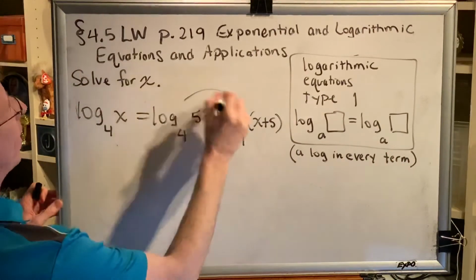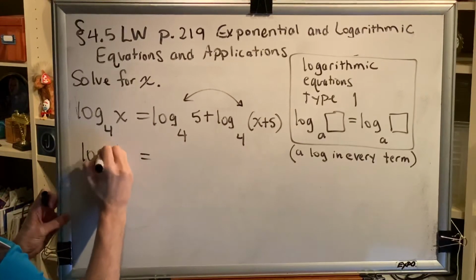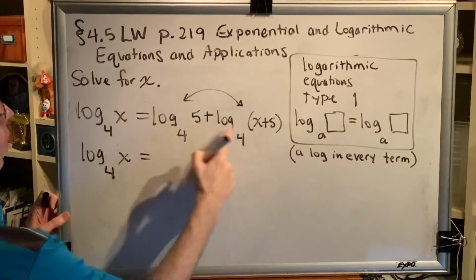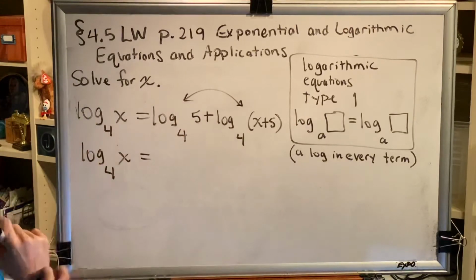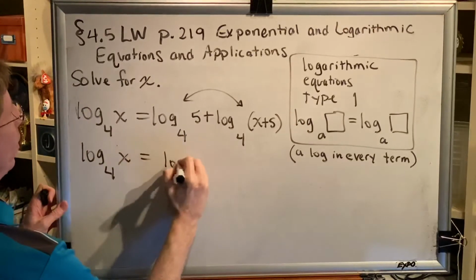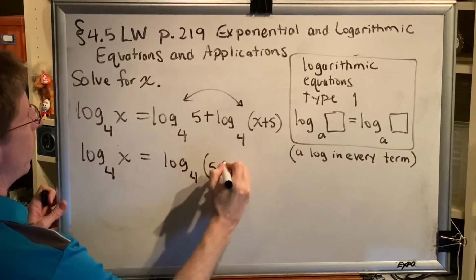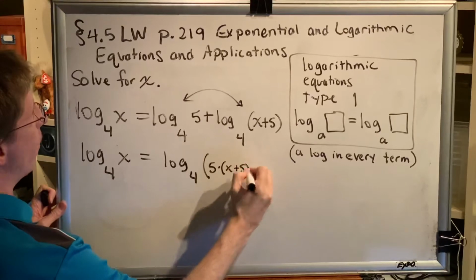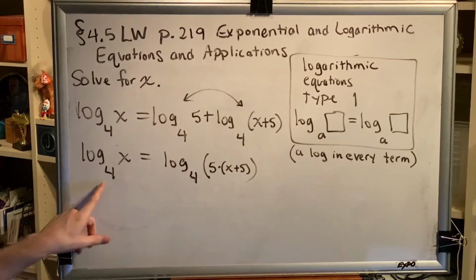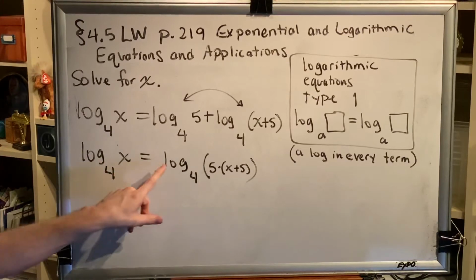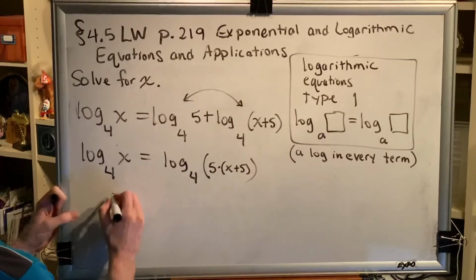So let's combine these 2 logs together using the product property of logarithms. So when 2 logs are being added, as long as they have the same base and no number in front of them, you can combine them into 1 log by multiplying the arguments. So 5 times the x plus 5. Now this is in the correct form because I have log base 4 of something equals log base 4 of something. So I can set my 2 arguments equal to each other.